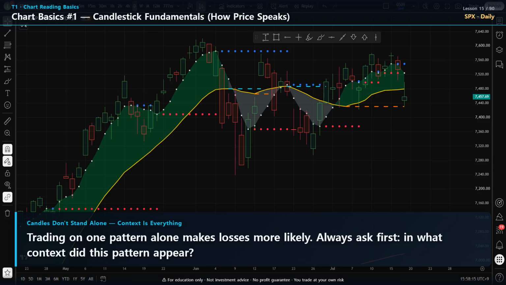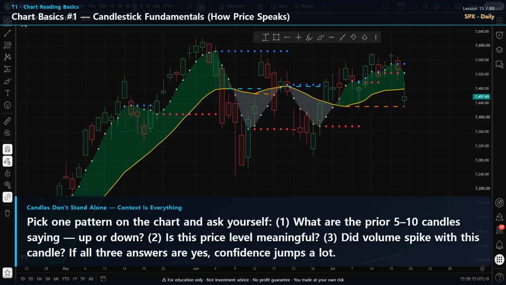Trading on one pattern alone makes losses more likely. Always ask first, in what context did this pattern appear? Pick one pattern on the chart and ask yourself: 1. What are the prior 5 to 10 candles saying? Up or down? 2. Is this price level meaningful? 3. Did volume spike with this candle? If all 3 answers are yes, confidence jumps a lot.